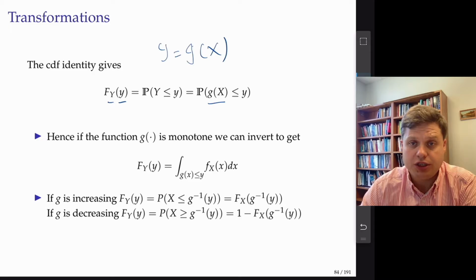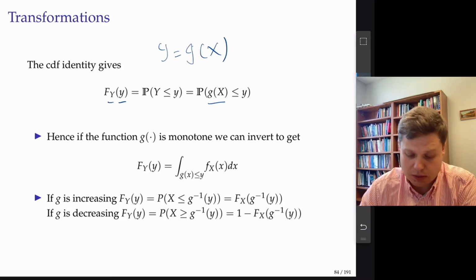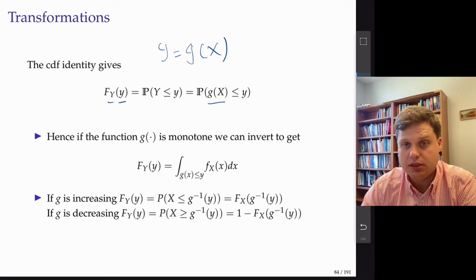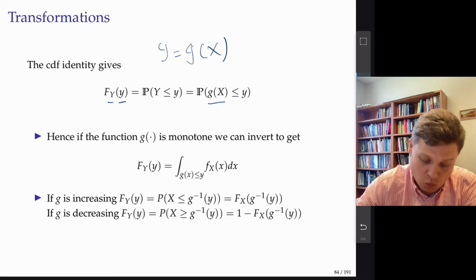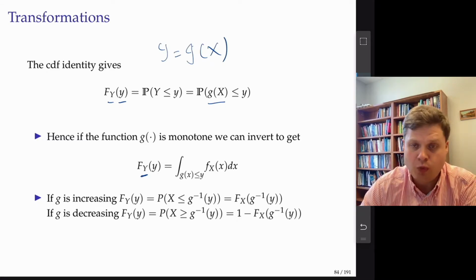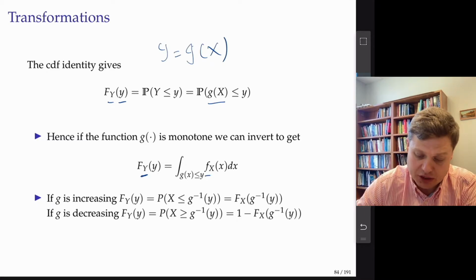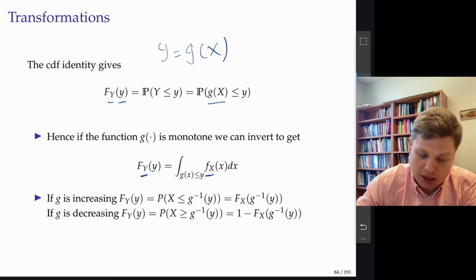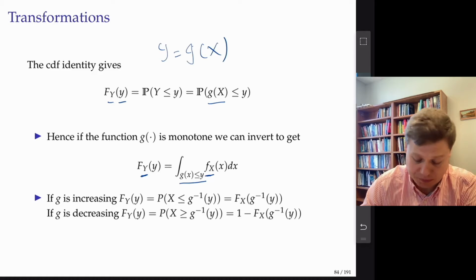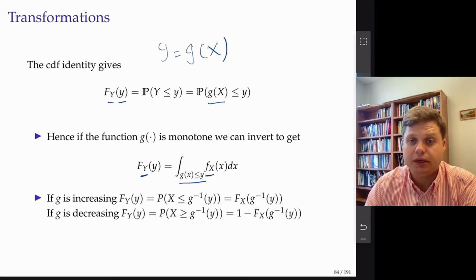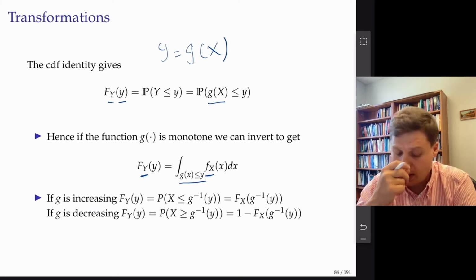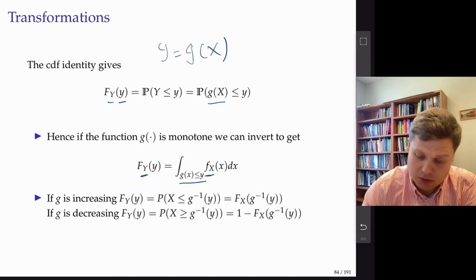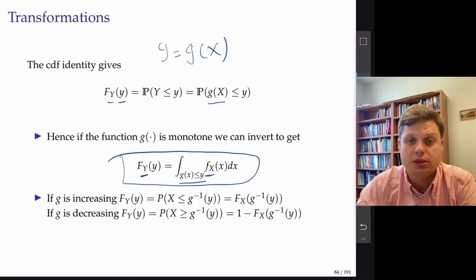And if the g function is monotone, then we can write the cumulative function of Y using the density function of X. It's just an integral over the density function, and the boundary depends on this value g of x, on the transformation function. So this relationship allows us to generate random draws. We'll see how it works in the next slide.